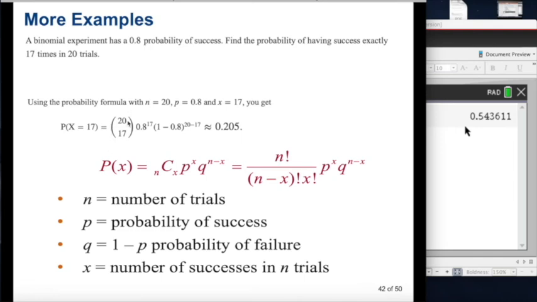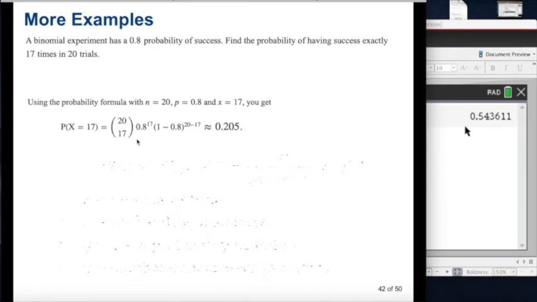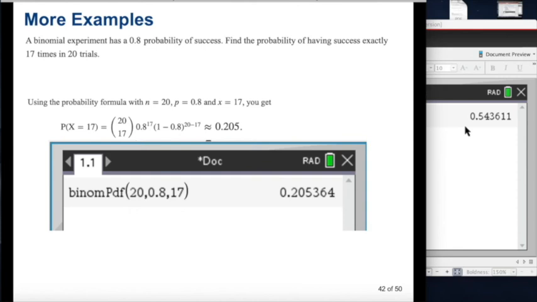So we can write it this way. This is n, and this is x. This is the probability of success, 0.8 to the power of 17, times 1 minus 0.8. This is the probability of failure, q, to the power of 20 minus 17, n minus x. And that is approximately equal to 0.205. That's if you use the formula. Okay, if you use calculator, it's much easier.